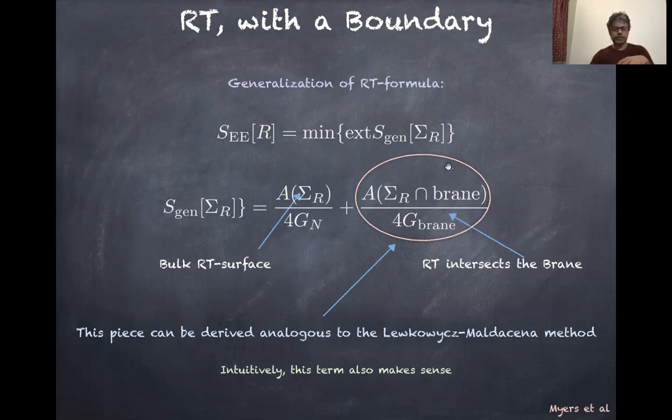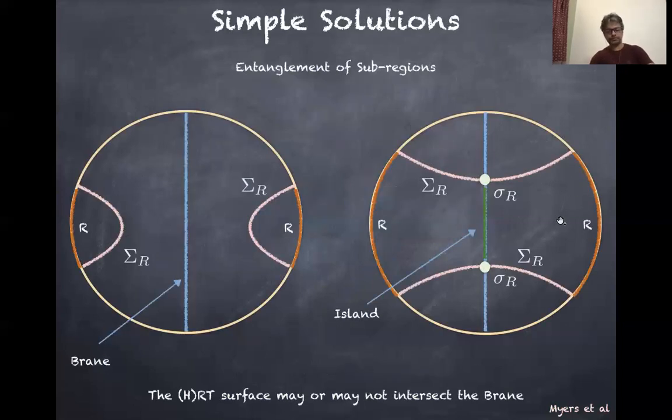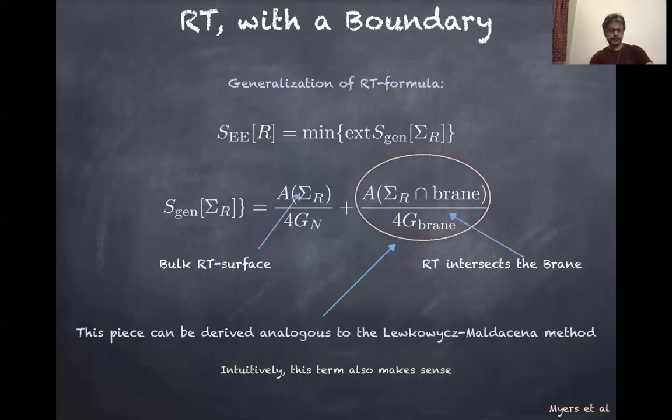It's also reasonable, right? Because intuitively, it's clear that because the brane has dynamical gravity on it, if I want to compute entanglement entropy on the brane, I have to use the same formula as the RT formula itself. So this makes sense from a purely geometric, purely doubly holographic perspective, right? Is this clear, or are there questions about this? Yes. Yeah.